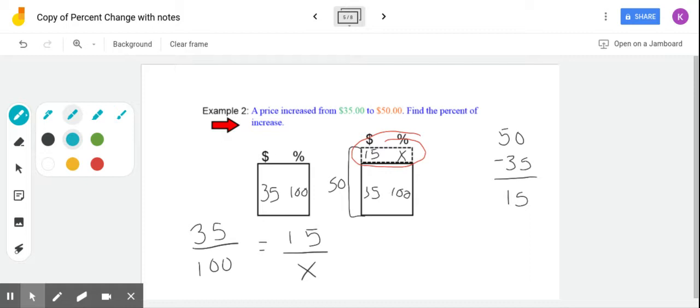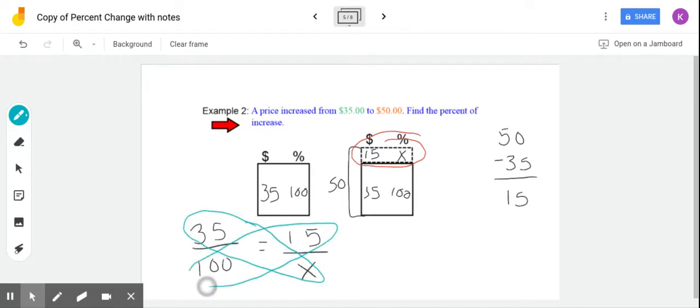I have a proportion. I'm going to cross multiply again. So I get that 35X equals 1,500. And X is going to be equal to 43%.